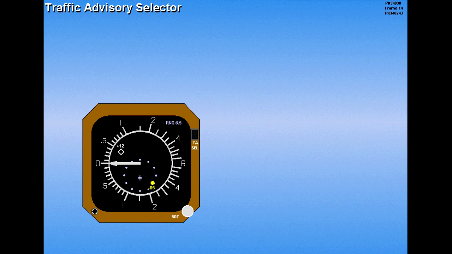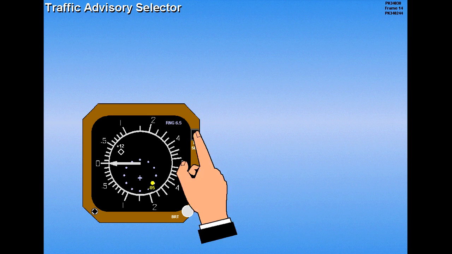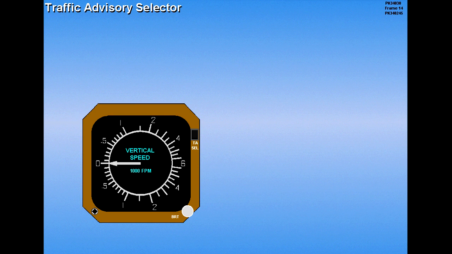The traffic advisory selector, located in the top right corner, controls the traffic display. Pressing the selector removes the current traffic display. Pressing the selector a second time will bring the display back. Now click on the TA selector to bring the traffic display back.